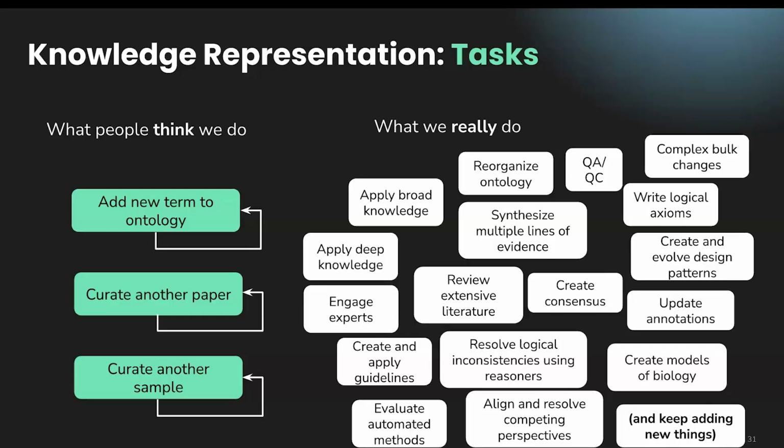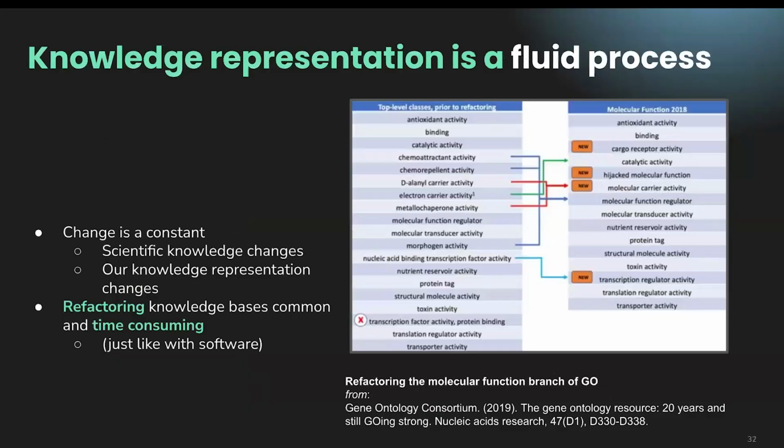We need to have both broad and deep knowledge, be able to do deep dives into literature review, work with experts, and resolve inconsistencies. And ultimately what many of us are doing is building an interwoven, complex model of biology. And this is all on top of just keeping on top of our big stack of issues in GitHub.